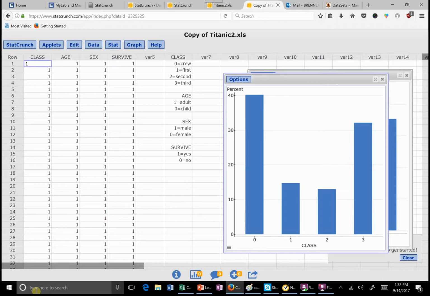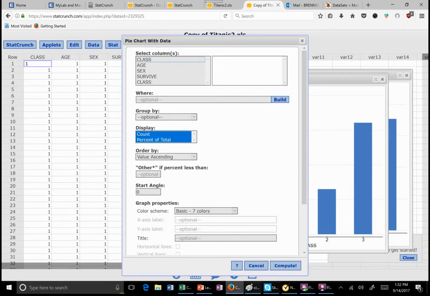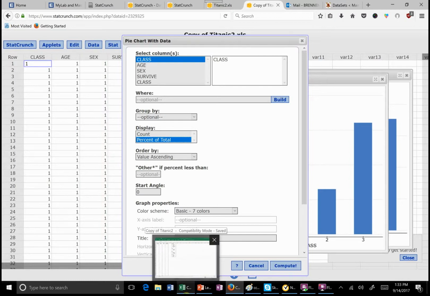So now we go ahead and make a pie chart. Same sort of thing, pie chart with data. And notice that the nice thing about StatCrunch is that the commands have the same sort of form. It says, okay, what do you want to plot? I want to plot class. And I'm going to do this as percent of total. There's only 2 choices. You don't have relative frequency. It's either counts or percents. Notice that there's no X and Y label because you have a pie. So there's no X or Y, but I can put a title on here.